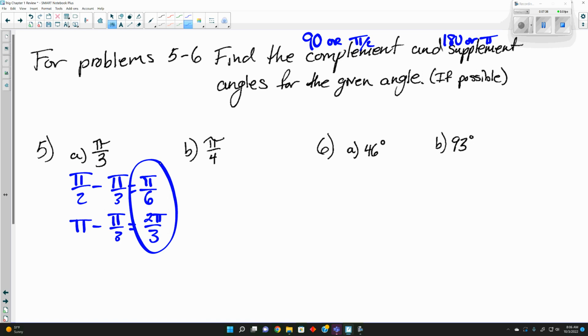Questions on this here? Do we want to look at pi over 4? Do we feel comfortable with these here?